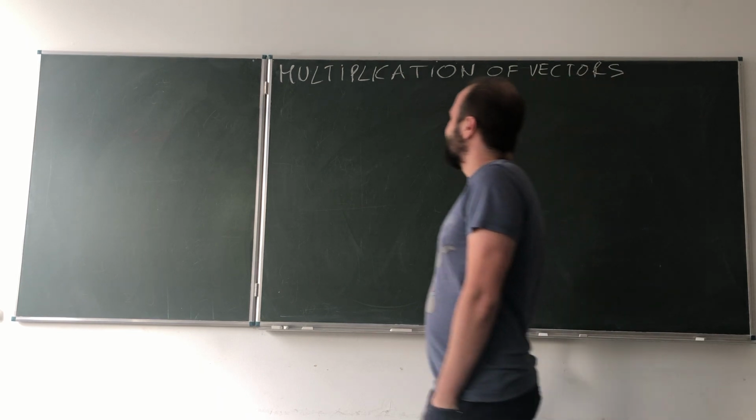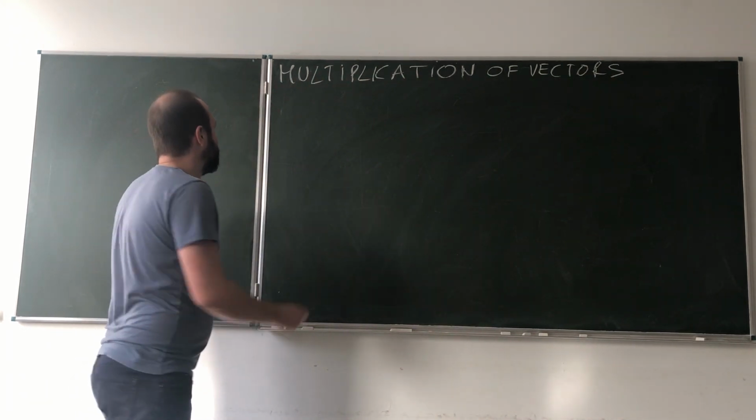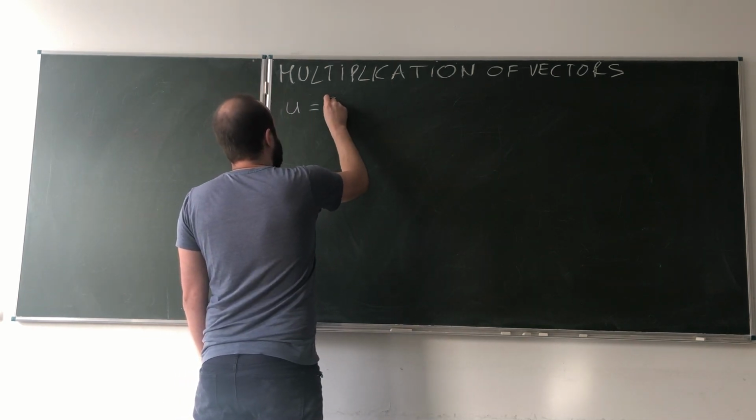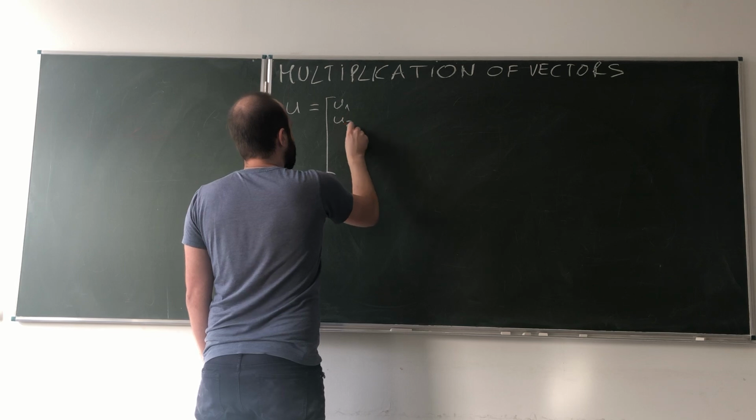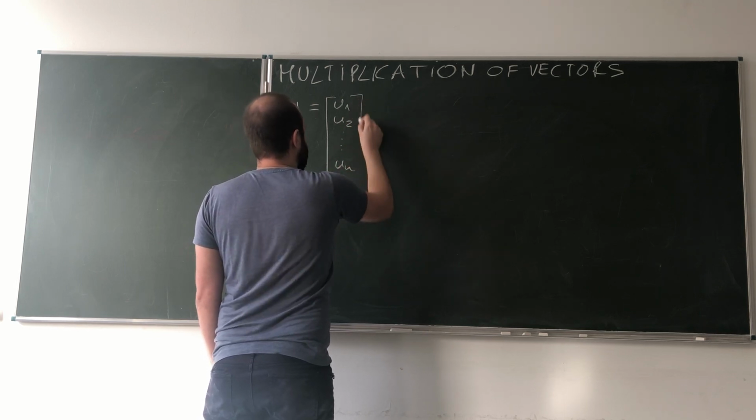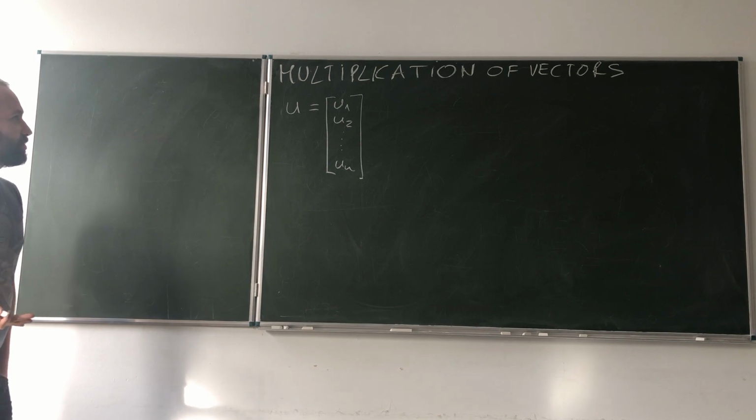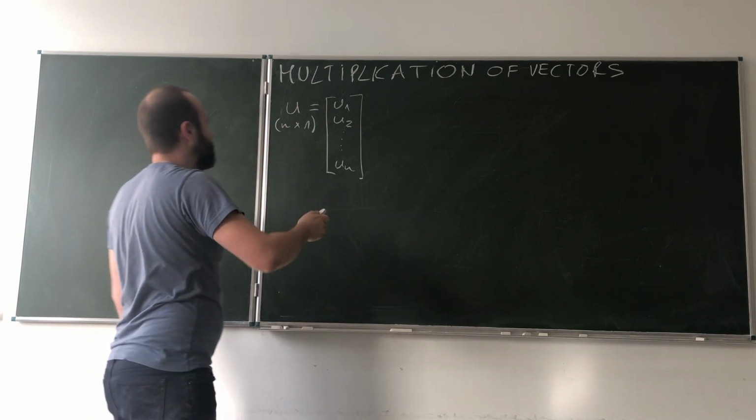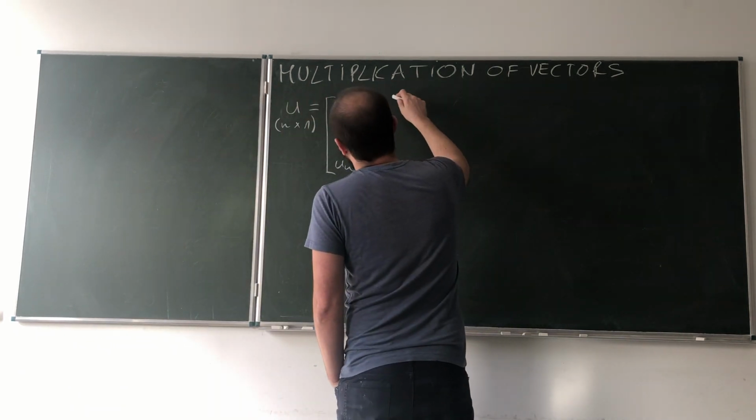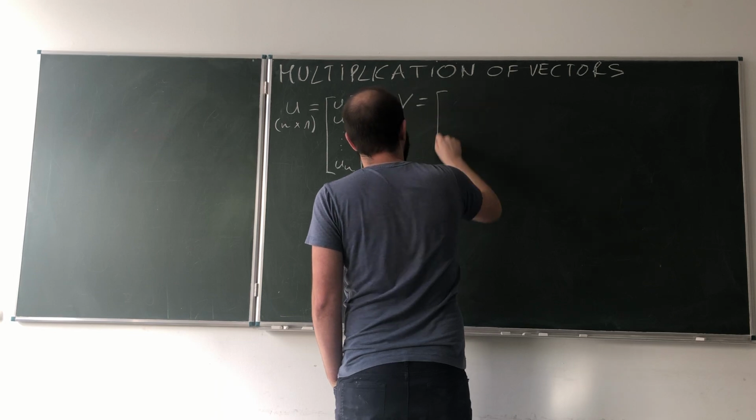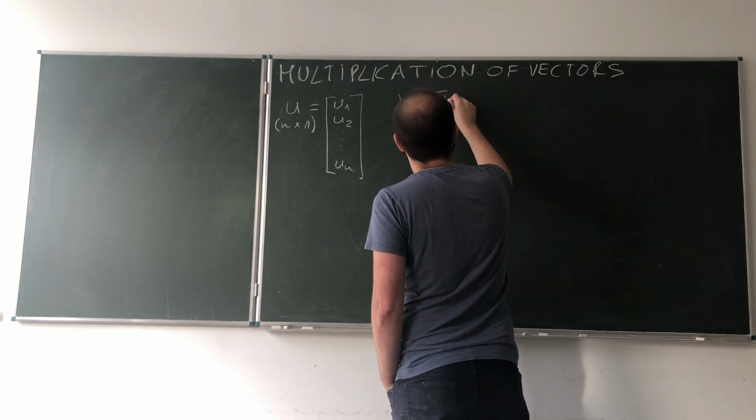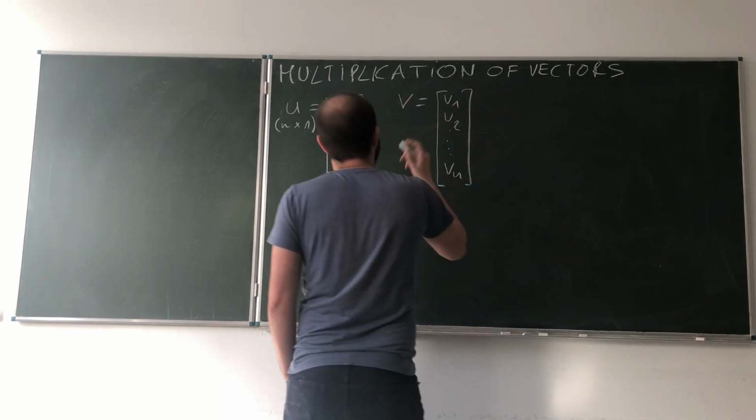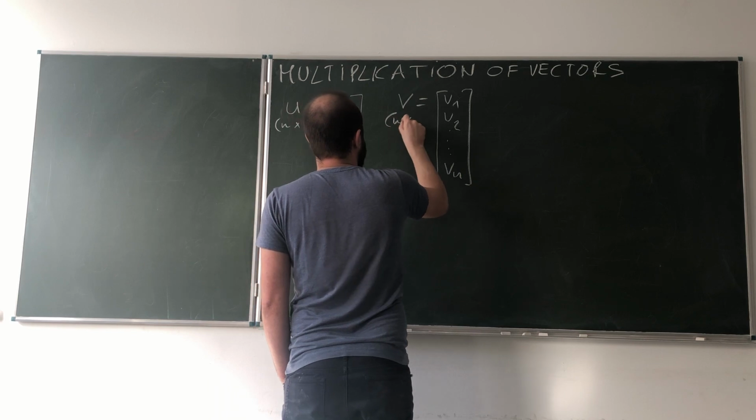Okay, let's just say that we've got two column vectors. Vector u is given by u1, u2, until un, right? Now, what is the dimension of this vector? It's n by 1. N rows, 1 column. Now, let v be another column vector, v1, v2, vn. This vector is also of the dimension n by 1.